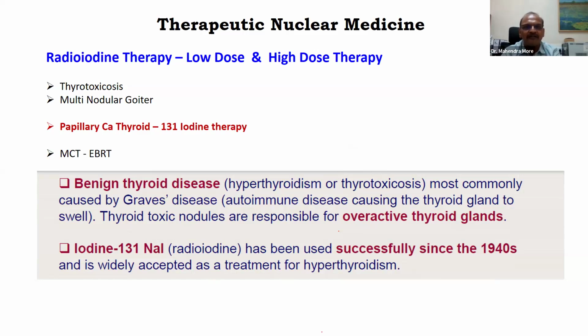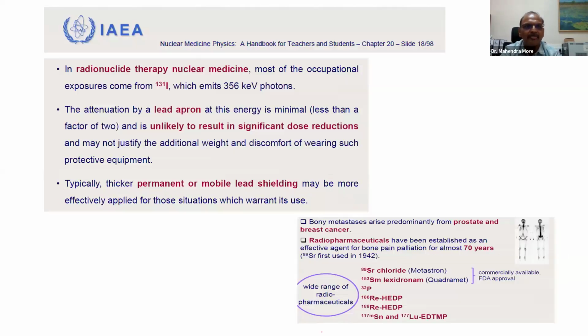So papillary is mostly treated with iodine therapy, 131 iodine, and medullary carcinoma we can treat on a LINAC. In a benign condition also, when the thyroid is overfunctioning, or overactive, 131 iodine is given to reduce the function of the thyroid and to avoid complications. So not only in cancer, but for normal conditions of the thyroid also, it can be treated with radioiodine.